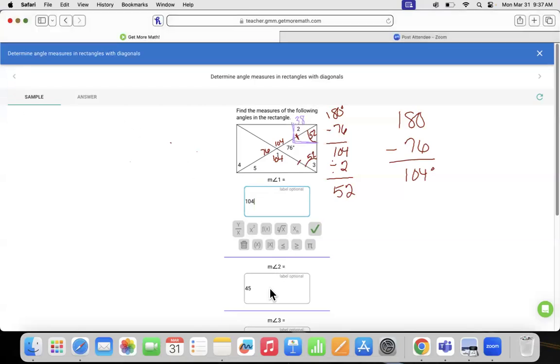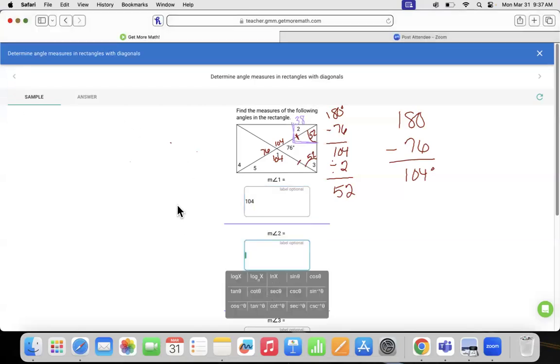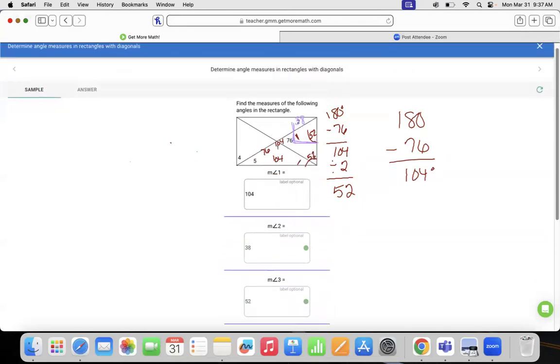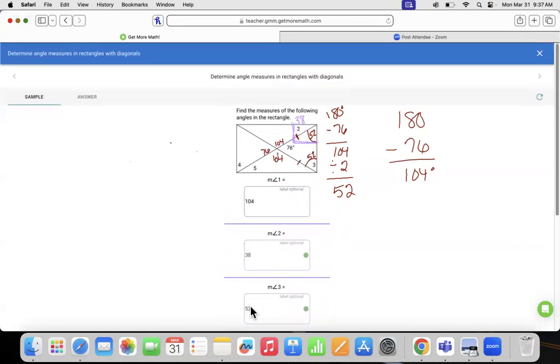Okay. So don't rely on just guessing that it is a bisector. We said angle 3 was 52. And then angle 4, let's see. Angle 4 is over here. And again, that is alternate interior of this one over here. So that would also be 52.